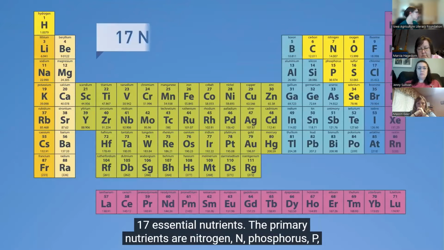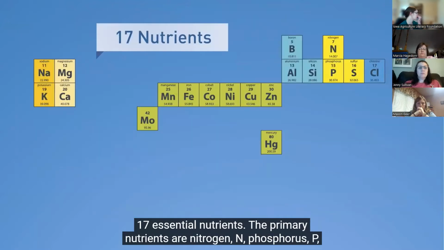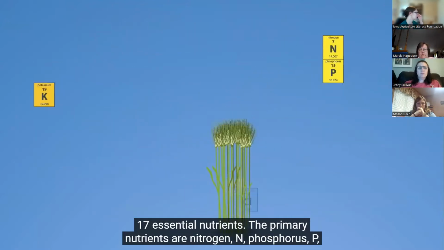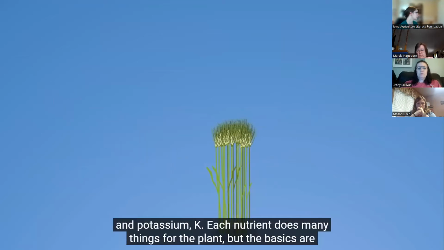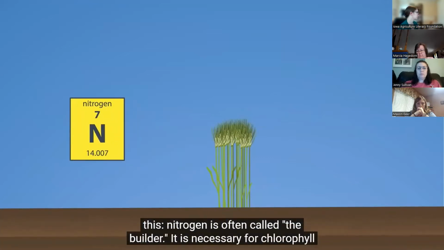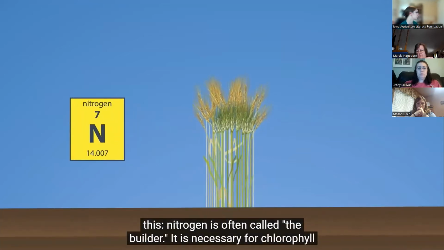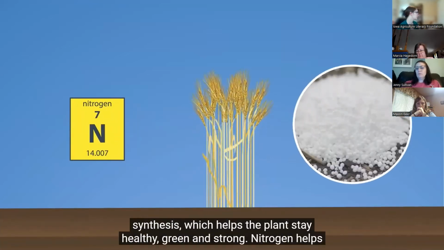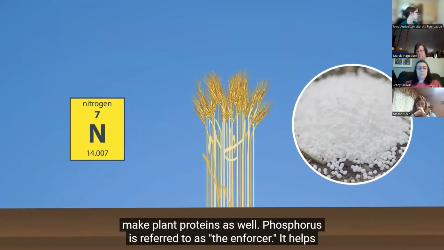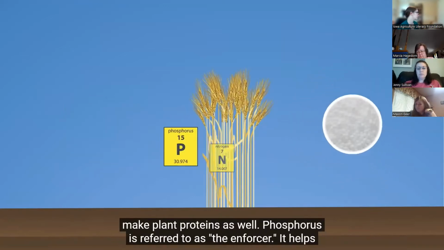Plants require 17 essential nutrients. The primary nutrients are nitrogen, N, phosphorus, P, and potassium, K. Each nutrient does many things for the plant, but the basics are this. Nitrogen is often called the builder. It is necessary for chlorophyll synthesis, which helps the plant stay healthy, green, and strong. Nitrogen helps make plant proteins as well.